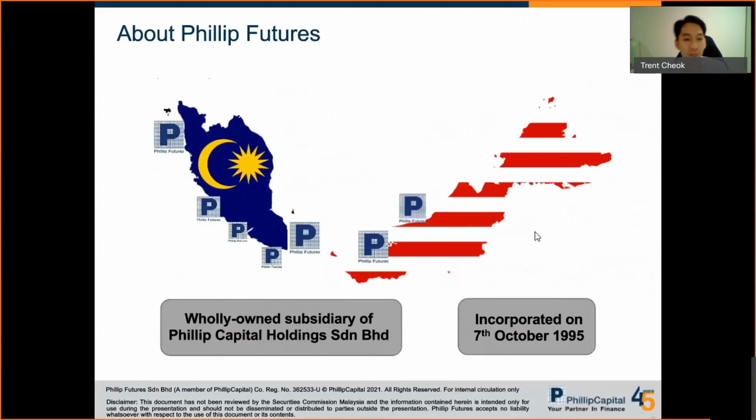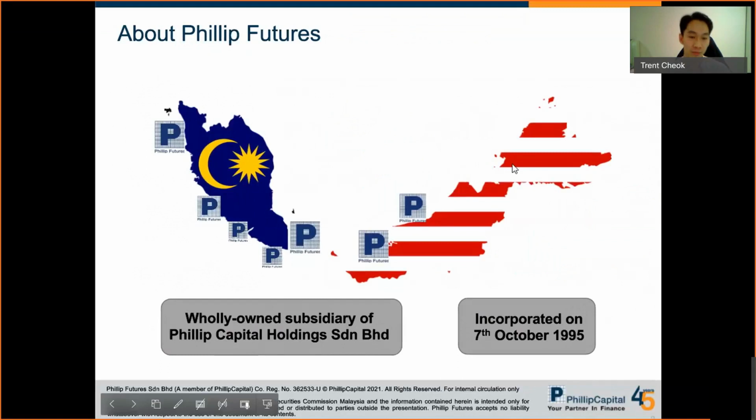Okay, just before I start, let me do a bit of introduction on Phillip Futures. So what do Phillip Futures do? Basically, we're a derivative broker focusing on derivatives and CFDs. We're a wholly owned subsidiary of Phillip Capital Holdings Sdn Bhd, incorporated in 1995. So we have quite some experience in the futures market in Malaysia, about 20 years now.